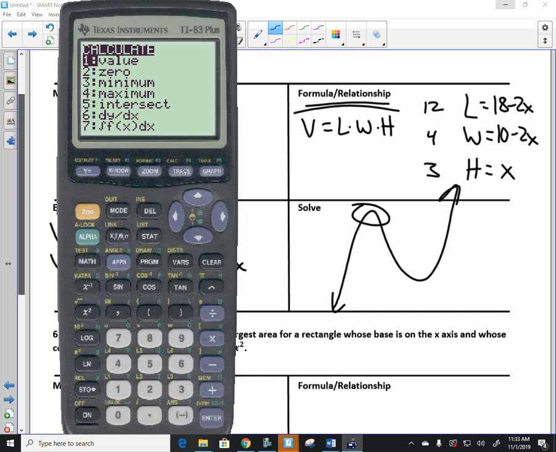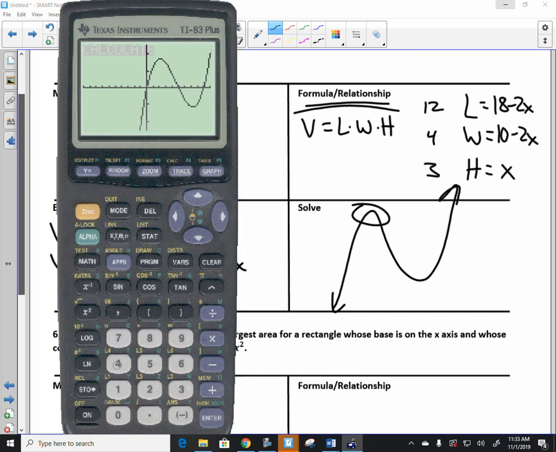How do we find the maximum? Second calculate, go Nicole. 4. Move to the maximum. Left bound, I move this way. Enter. Right bound, move this way. Enter. Enter on guess. And I get this coordinate. 2.06, 168.13. What the heck does that mean?